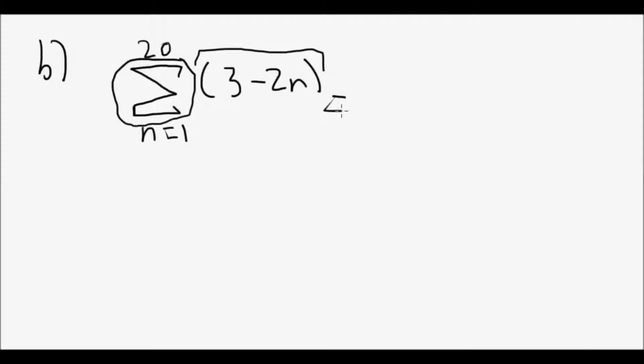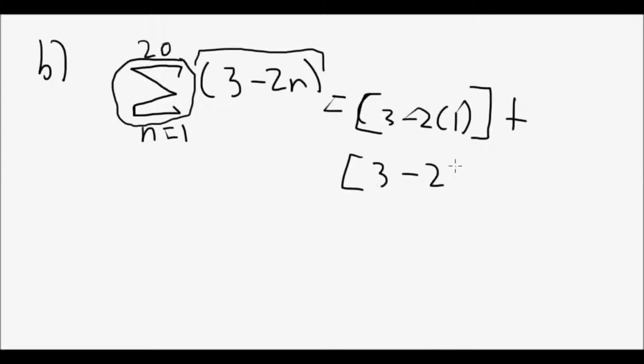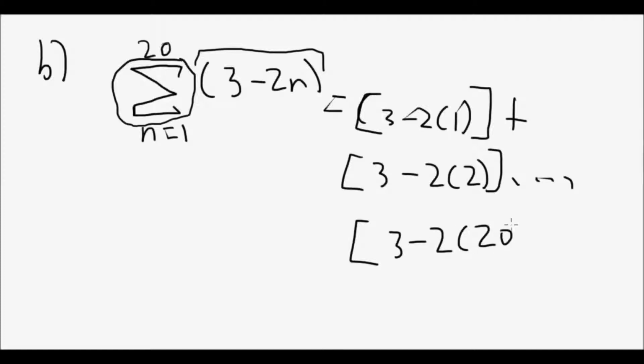Now, to find a sum of something, you have to add multiple numbers together, and this is essentially asking us what's the sum of 3 minus 2 times 1, plus 3 minus 2 times 2, and then we'll carry this all the way to 3 minus 2 times 20. It's asking what's the sum of this function when I replace the variable n with 1, and then 2, and then we keep on adding the values. So that is what it means.